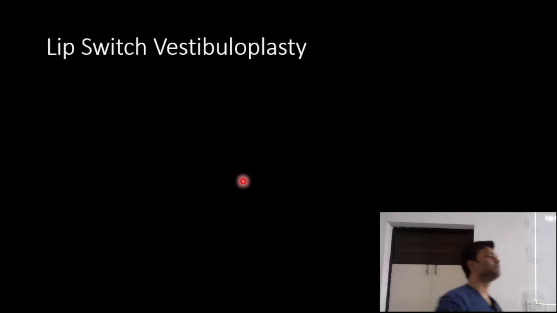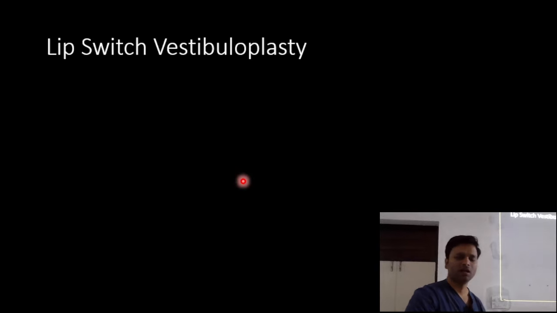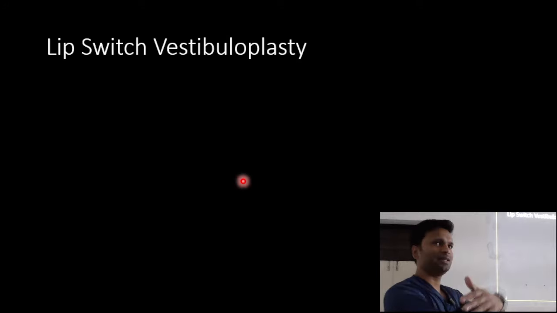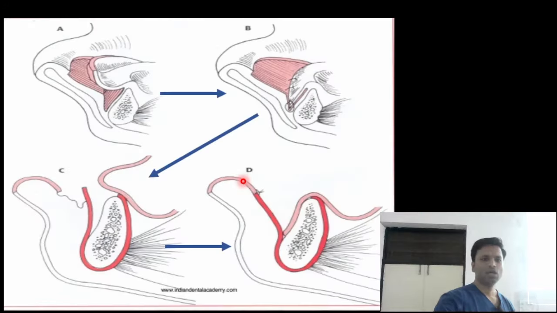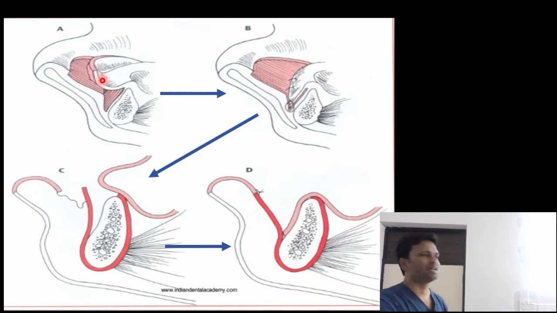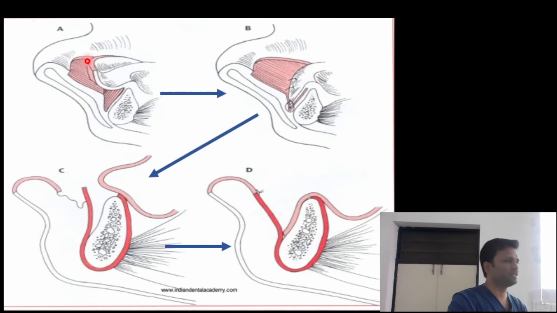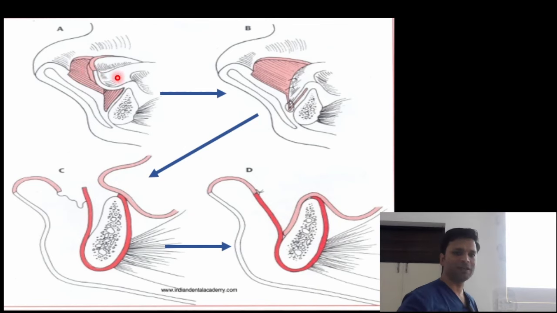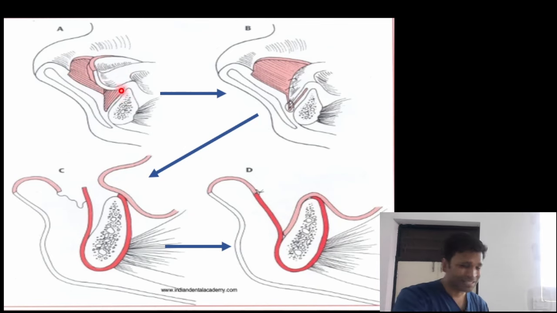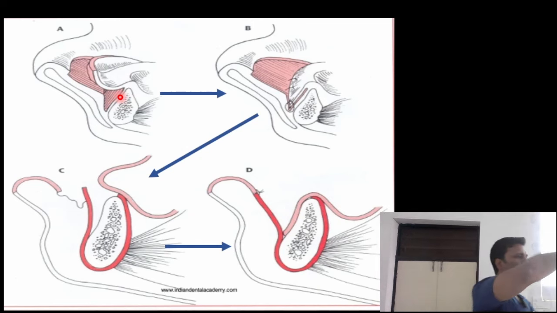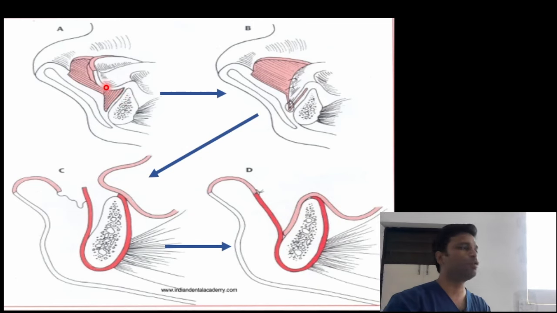Okay. Then there is something called a lip switch vestibuloplasty. Switch means we are replacing two things into each other's position. Okay. So in this what we do, just like Kazanjian, we give an incision in the lip region. The base of the flap is over the alveolar ridge. Okay. The base of the flap is over the alveolar ridge. Now this dissection is supra-periosteal. Separate it from above the periosteum. The periosteum is still stuck to the bone.